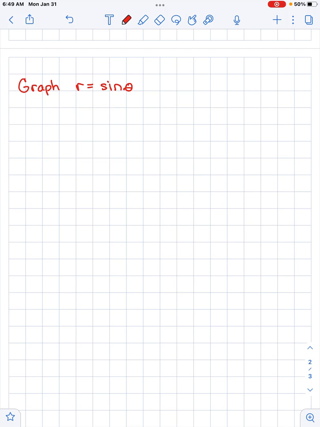The way I like to graph these is to first think about the rectangular graph y equals sine theta. I like to graph that first because that's something that's more comfortable for me and it gives me a visual and some ordered pairs to go off of. So if I graph y equals sine theta, we all know what sine theta looks like. We know that the maximum value for sine is 1, the minimum negative 1.